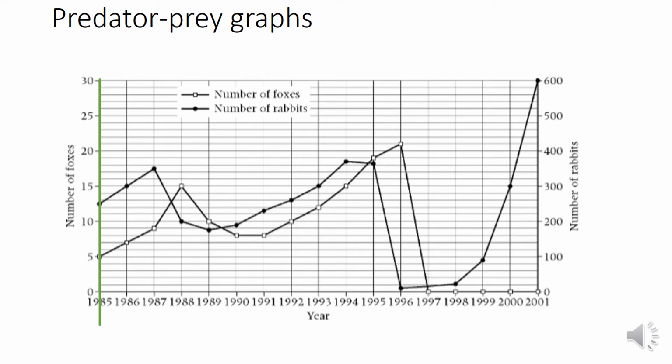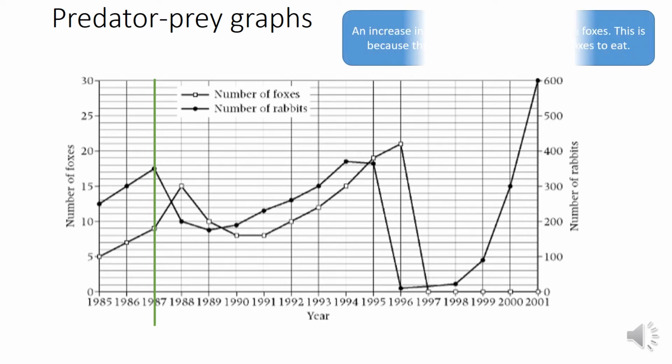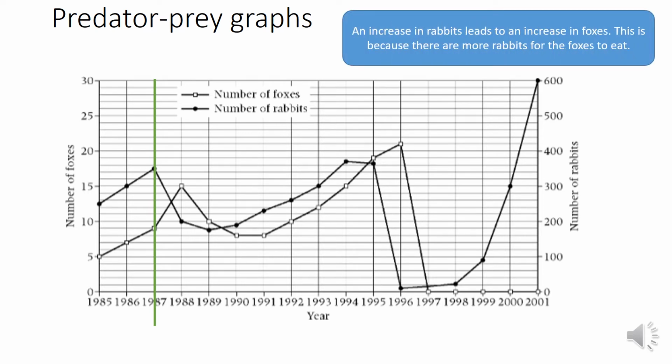So to start off with, we're just going to move from 1985 to 1987. As you can see, both of those lines are going up, which means that the numbers of foxes and the numbers of rabbits are increasing. And this is because an increase in rabbits leads to an increase in foxes. This is because the foxes eat the rabbits. So the foxes are the predator and the rabbits are the prey.